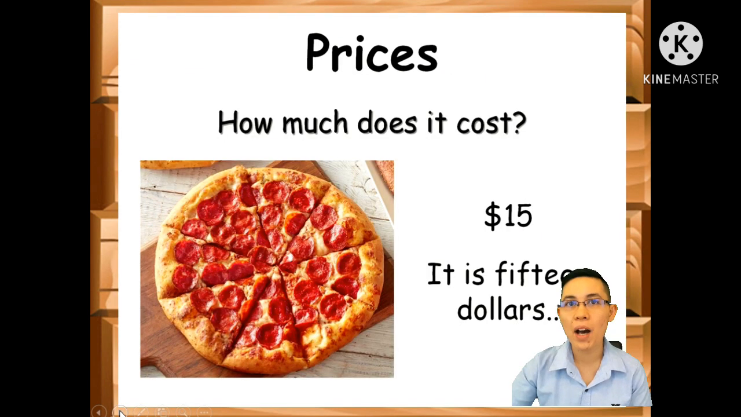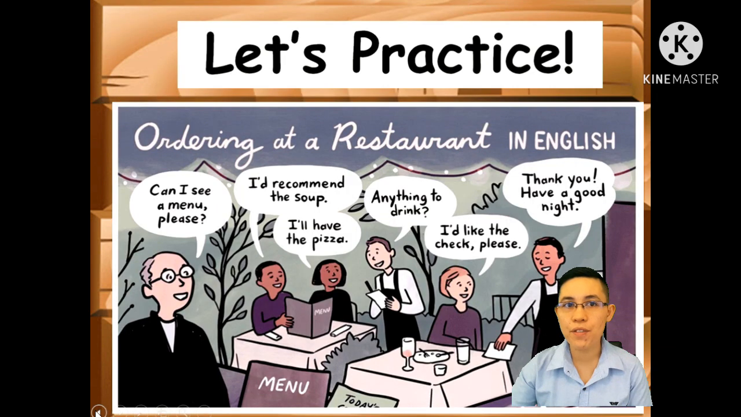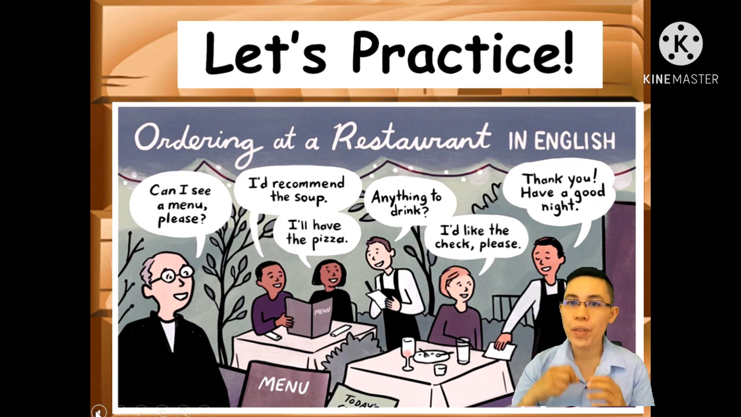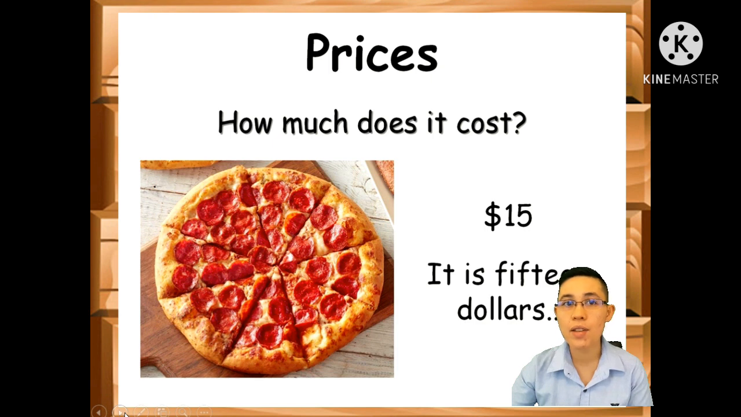Okay. Now, aside from the food that we learn, now there are also some that we need to learn. Okay, now the first one is prices. Okay, now what is prices? Prices is actually the cost of the food, or how much is the food.